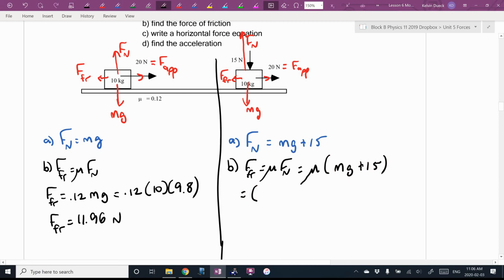What's mu? 0.12 times, m is 10, times 9.8 plus 15. Do that one in your head, Mr. Dueck. Well, okay. 9.8 times 10 is 98 plus 15 is 113. 113 times 0.12 is going to be 11.3 plus 2.26. It's going to be 11.3, 13.3, 13.56. And it's the force units, newtons.